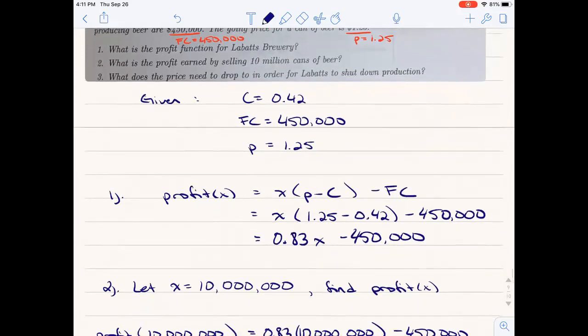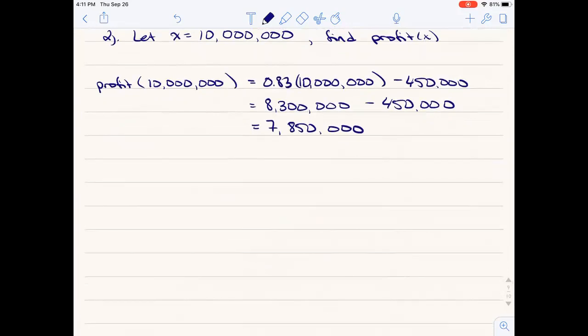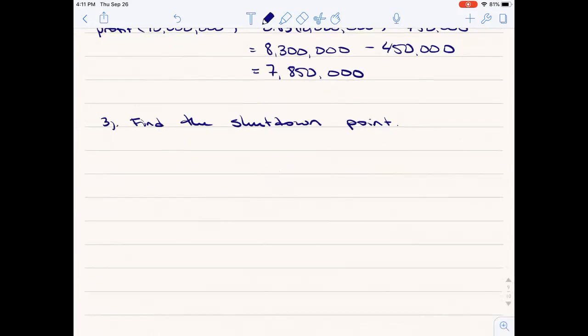Part 3, what does the price need to drop to in order for Labatt's to shut down production? So part 3, find the shutdown point. The shutdown point is when P is less than C.